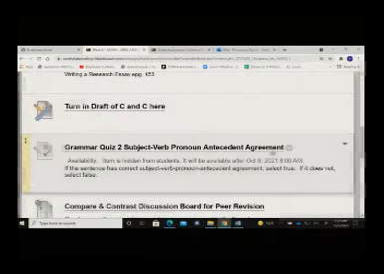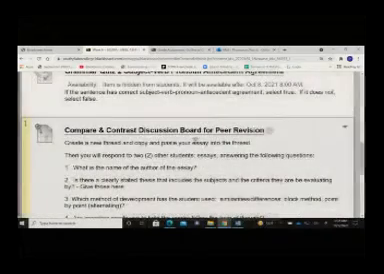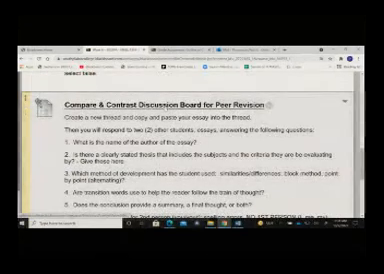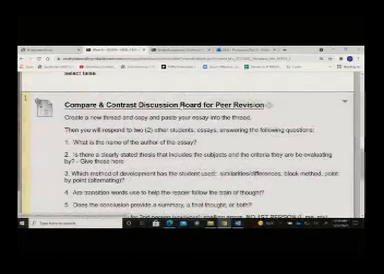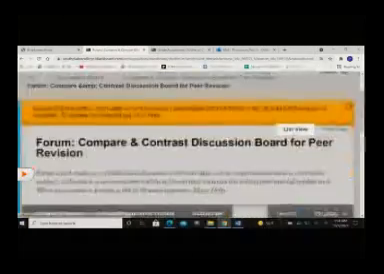You're going to see that the test will open up at 8 o'clock tomorrow morning. And here's the discussion board for peer revision. So I'm going to click on that. It tells you to create a new thread and copy and paste your essay into the thread. Then you will respond to 2 other students' essays. And I apologize for the semicolon in the middle of mine. It should not be there. Answering the following questions. And they're just 9 questions. So click on that. You're going to create a new thread.